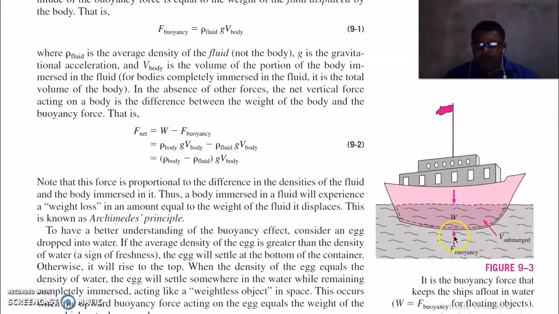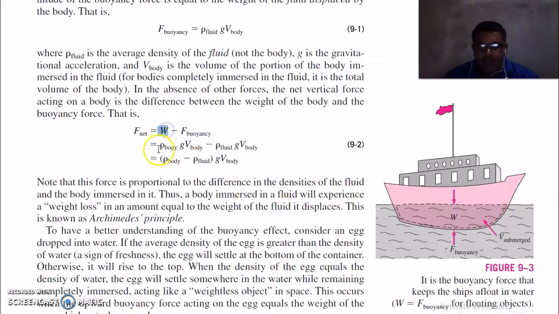Now buoyancy force is proportional to the density of fluid, gravity, and the volume of the portion of the body immersed in the fluid. This is the volume of the portion of the body immersed in fluid. In the absence of any other force, the net vertical force acting on the body is the difference between the weight of the body and the buoyancy force. So the net force acting on this boat is equal to the weight of the body minus the buoyancy force.